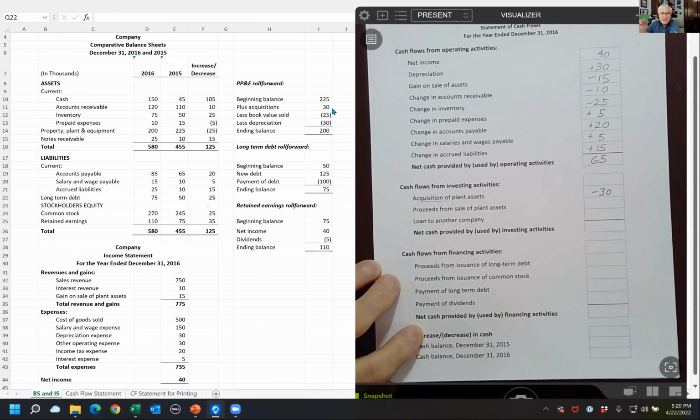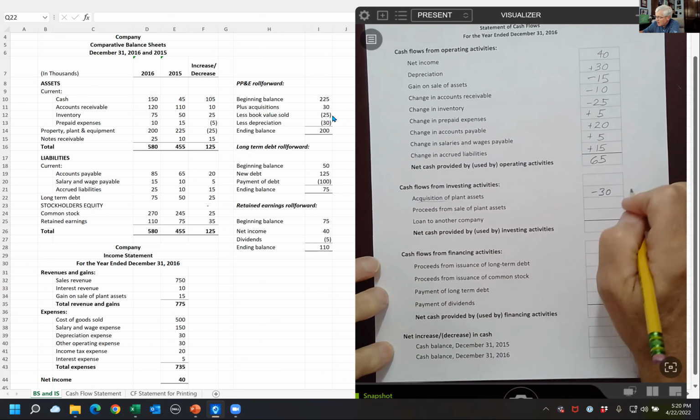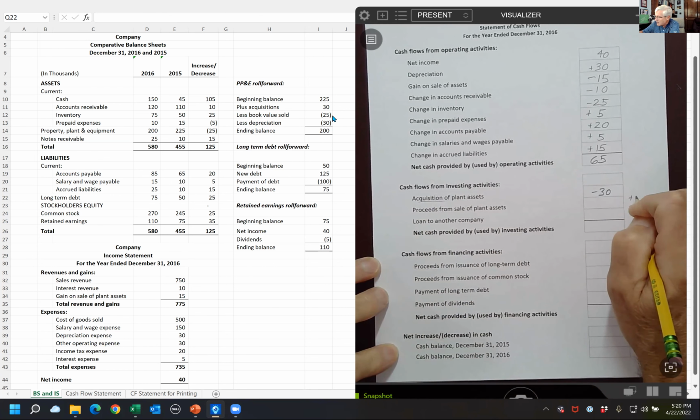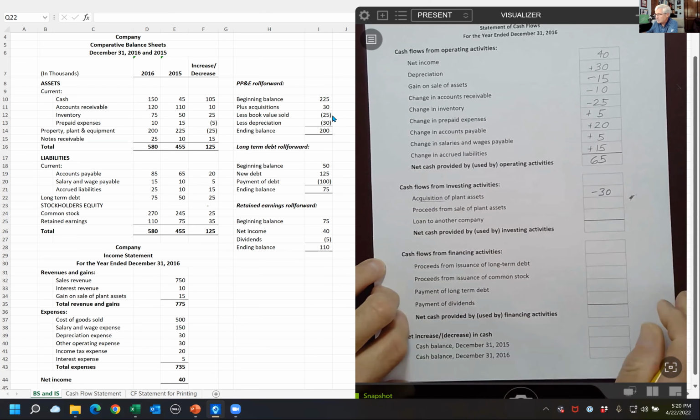Now, the proceeds from sale of plant assets, here's an issue here, because the book value of these was 25 in the wrong direction to plus 20. Let's just think about this for a second.